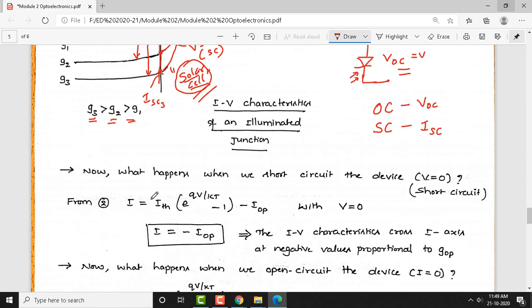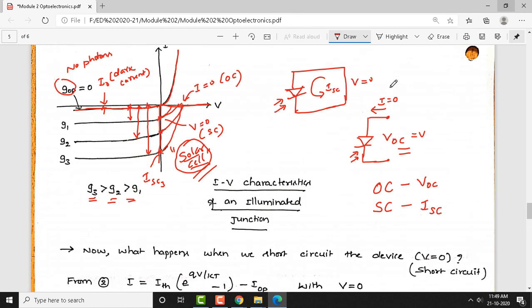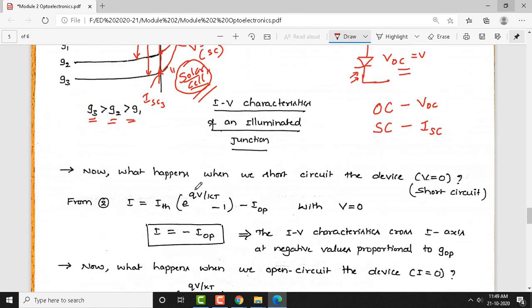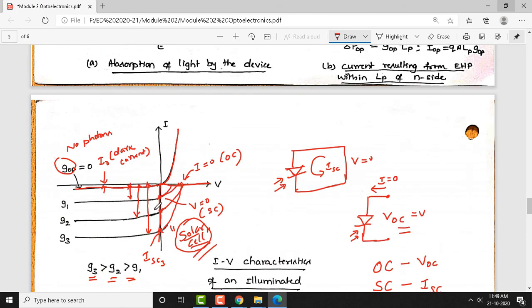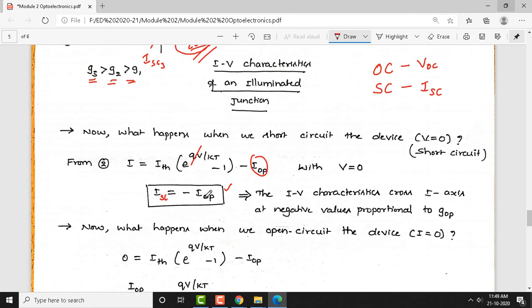If you consider this same total current equation, when you make short circuit, V is going to become 0. When you make V equal to 0, the first term gets eliminated, because e to the power of 0 is nothing but 1, this cancels with each other and you are left with only IOP. Therefore, total current is equal to minus IOP. So, this is the short circuit current that flows in the photodiode. You can also obtain it for each one of these if you know the values of optical current.